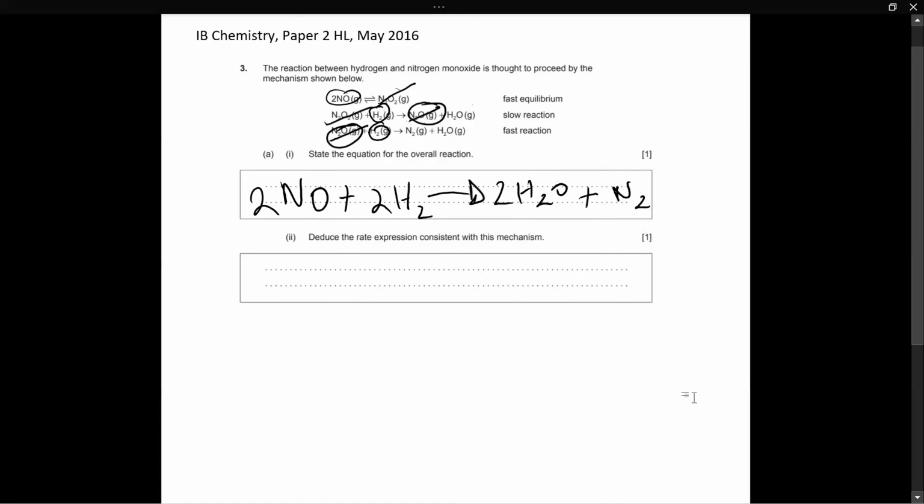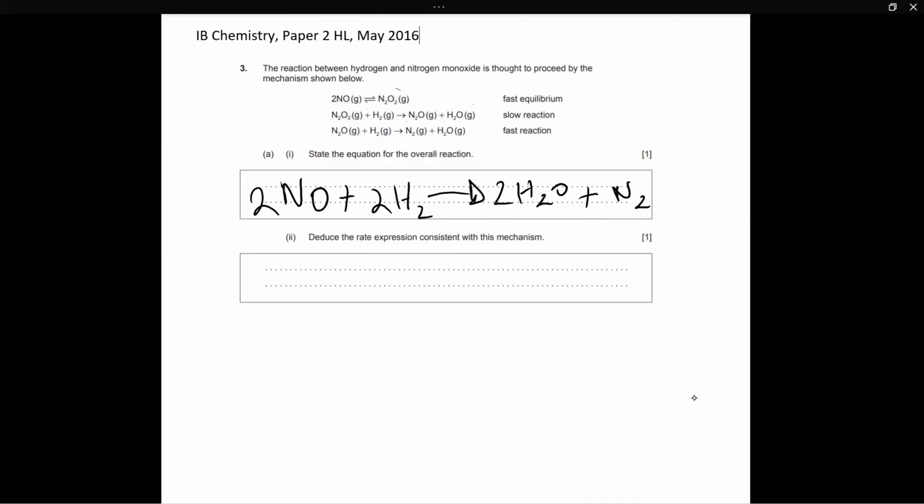Now, moving on to the next question. Deduce the rate expression consistent with this mechanism. So now, really, what these three equations signify is a breakdown of what happens in this equation. Now, this is the overall reaction, but even behind the overall reaction, there are specific steps that take place, and these are the specific steps that happen.